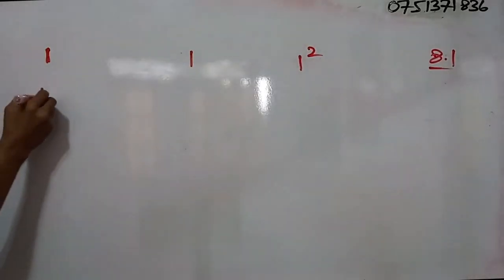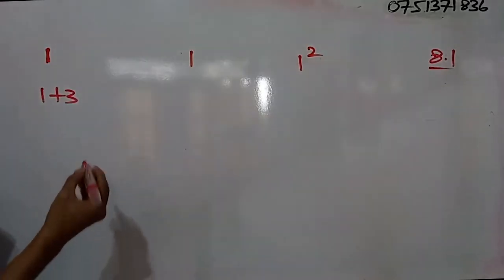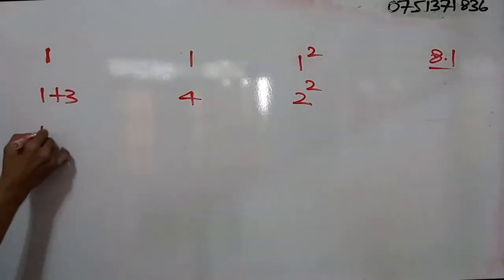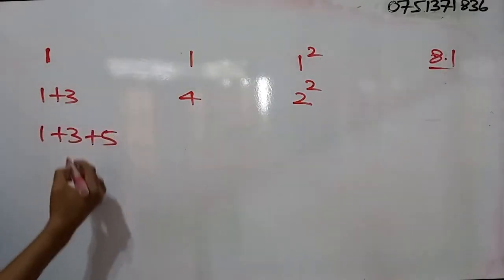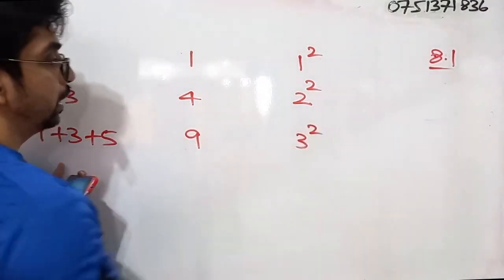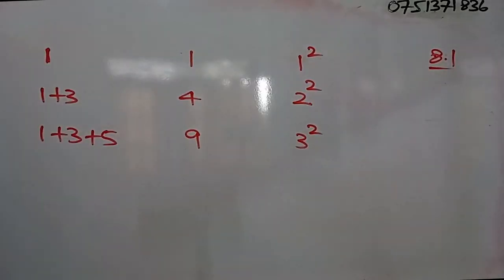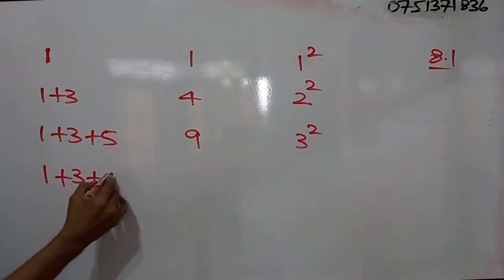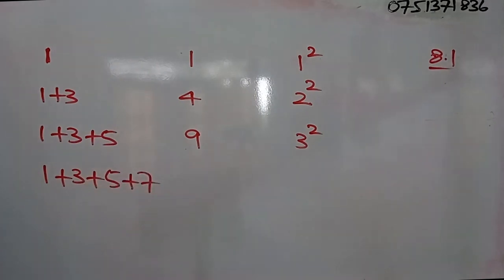Next we have 1 plus 3. So the sum is what? 4. That means 2 square. Then we have 1 plus 3 plus 5. So that means 9. In index form, that is 3 to the power 2. Then we have 1 plus 3 plus 5 plus 7.